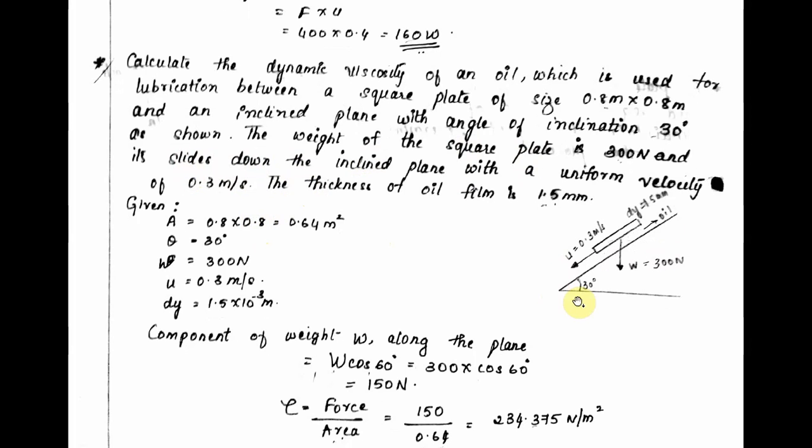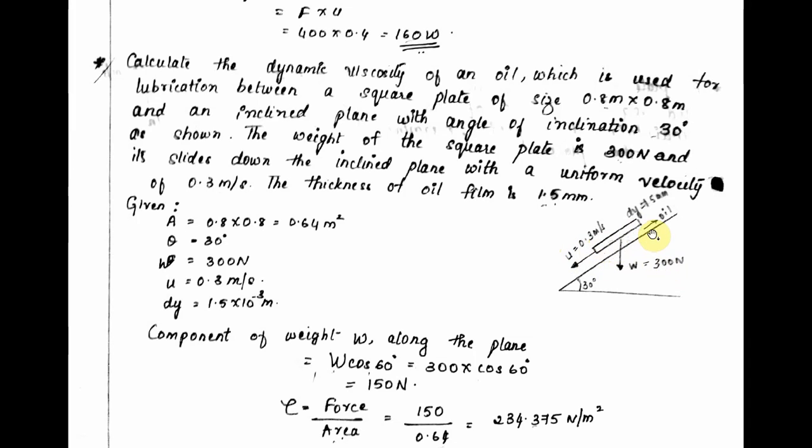So here there is an inclined plate placed at 30 degrees, its weight is 300 Newton, and its velocity u is equal to 0.3 meters per second, and an oil has been used.